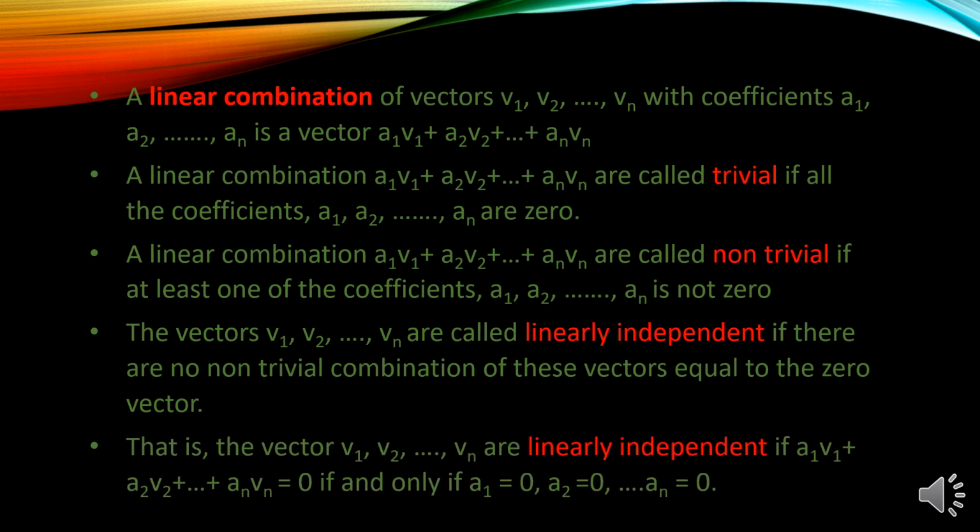What are we trying to say? We are saying that vectors v1, v2 up to vn are linearly independent if the combination a1 times v1 plus a2 times v2 plus, up to the last term, an times vn equals 0, and that is true if and only if the coefficients are trivial. That means that a1 equals 0, a2 equals 0, up to the last coefficient an must be equal to 0 for us to have what we call linearly independent.